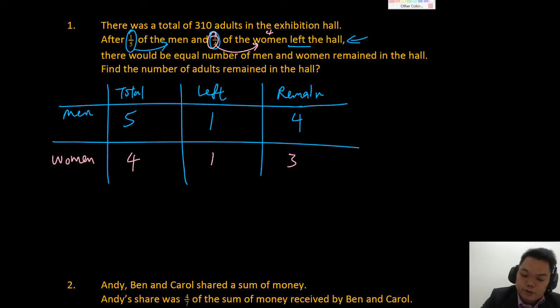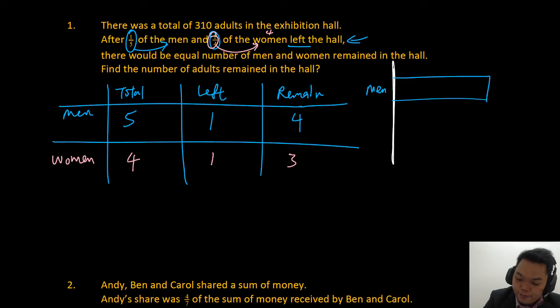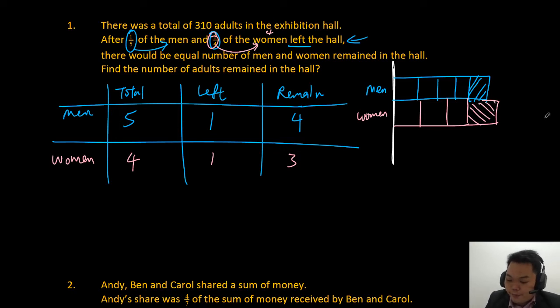Okay, just to show you how it's connected in model form. You have your number of men over here, split into 5 equal portions. One of them left the place, and for your women, one of them left the place out of a total of 4. So you can see that these 3 portions will be the same as these 4. Okay, wait. Let me rephrase it. These 3 pink blocks over here would have the same length as these 4 blue blocks on top.